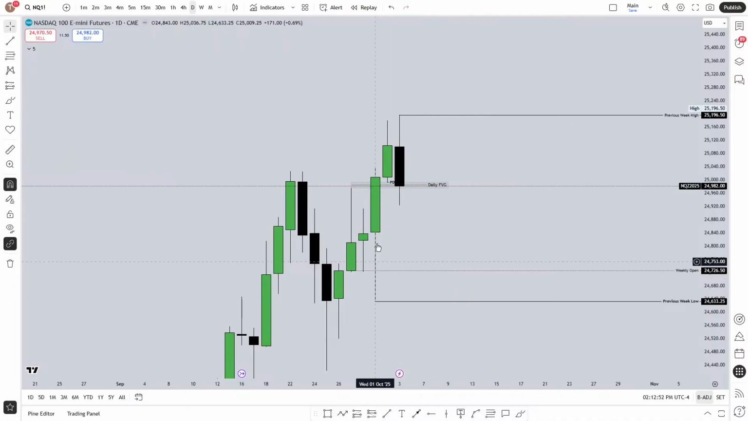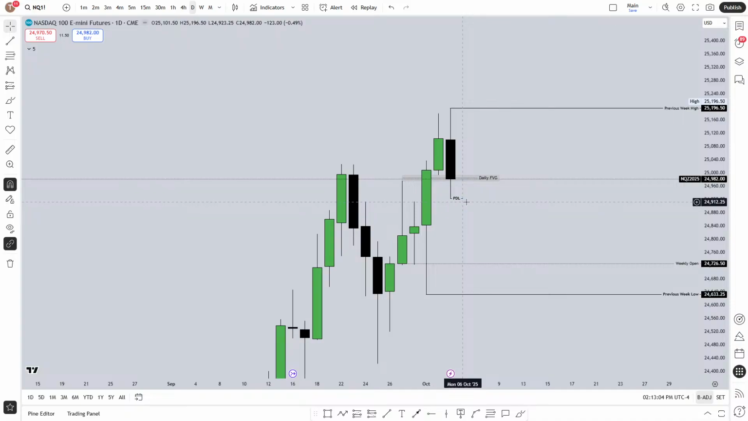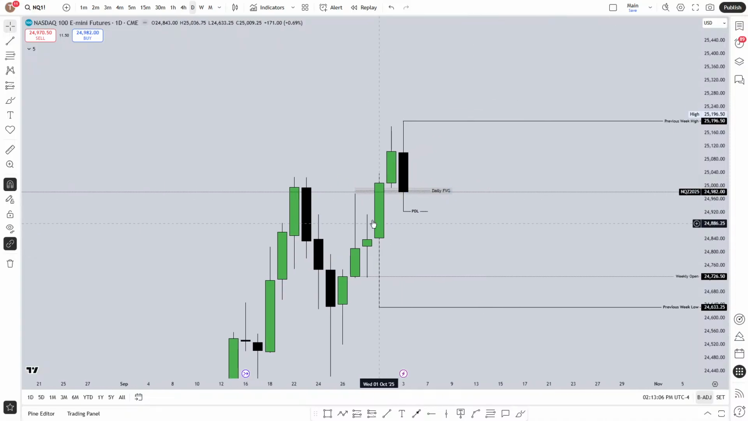Now that that day's over, I'm going into Monday. I'm always marking out my previous day high and my previous day low. And so we just made this low inside of this daily BISI right here. I don't have it all the way marked out because this candle right here is balancing this range, and the only thing that was left open is the distance between this low and this high right here.